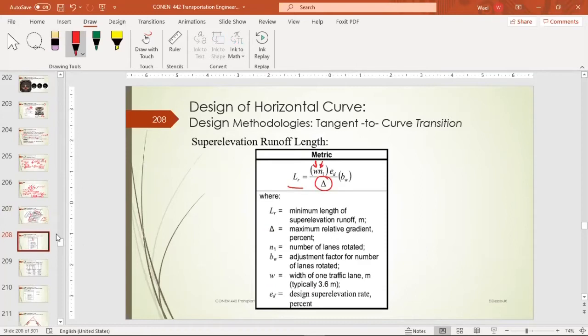PW, that's an adjustment factor for the number of lanes rotated. And ED, that's the design super elevation. Basically, the higher the super elevation, the longer L should be, because we need to make this transition as smooth as possible. So now let's see what we mean with N.